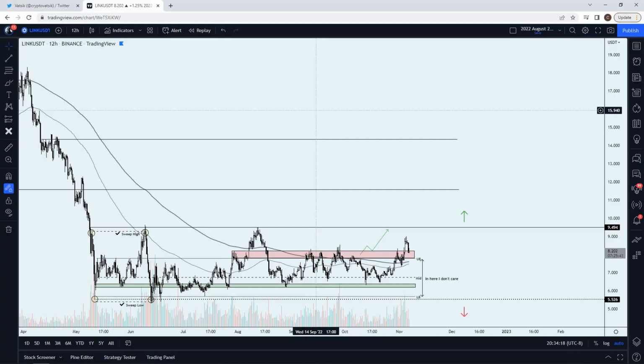Okay, today I'm going to cover technical analysis on Chainlink, LINK/USDT. We're on the 12-hour right now. I'm going to give you my thoughts on the price action.